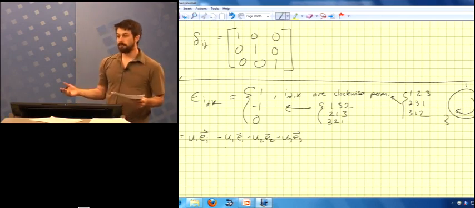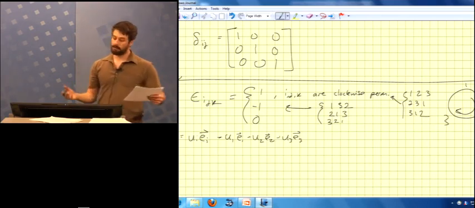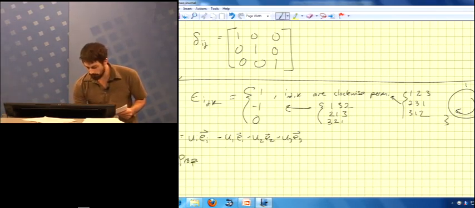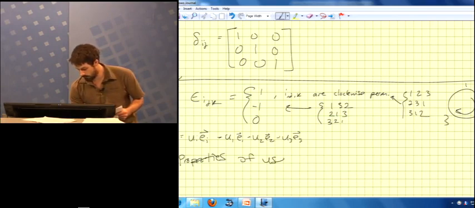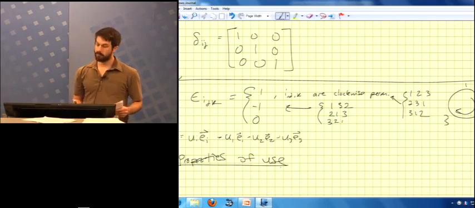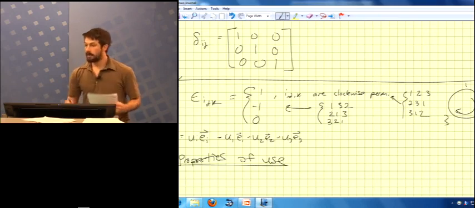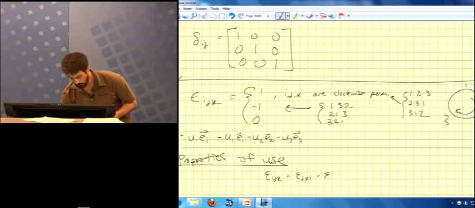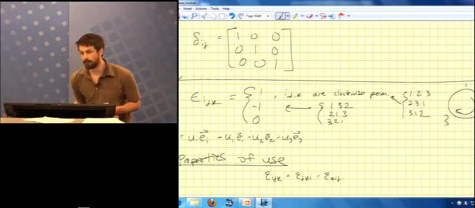First I'll start here. We have these special properties that are useful, so I'll call this properties of use. The first one, because of this permutation idea, is that epsilon ijk is going to be equal to epsilon jki, which is equal to epsilon kij.